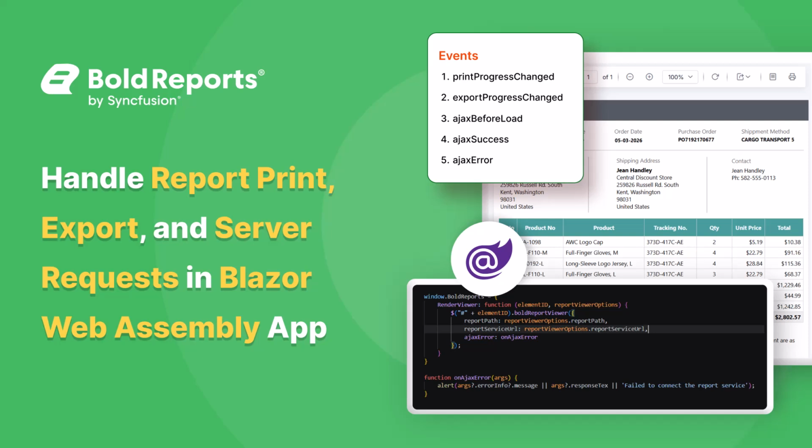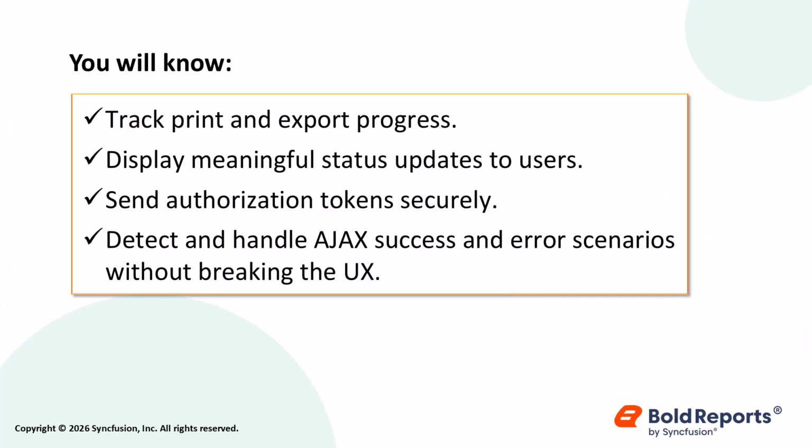In this video, I'll show you how to take full control of printing, exporting, and server communication in a Blazor WebAssembly application using the Bold Reports Report Viewer events. By the end of this video, you'll know how to track print and export progress, display meaningful status updates to users, send authorization tokens securely, and detect and handle AJAX success and error scenarios without breaking the user experience.